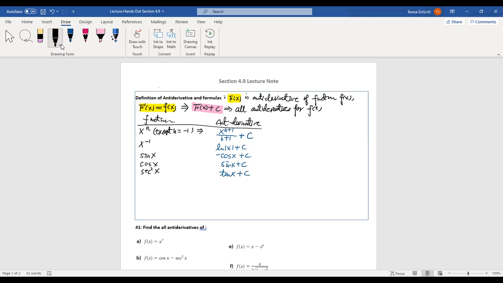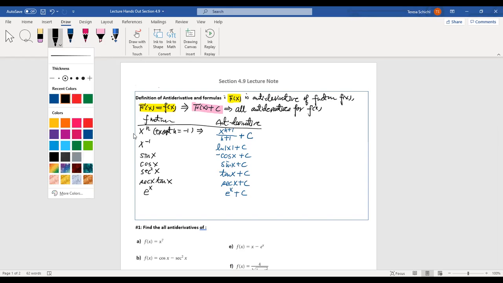Now the other one we use frequently is secant x tangent x, right? What is the antiderivative here? It's secant x plus C, because if you take the derivative of secant x, it will give you secant x tangent x. Then the next thing here is e to the x. We really like it because if you take the derivative of e to the x, it's still itself. Then also, now we talk about the inverse trig functions, right?